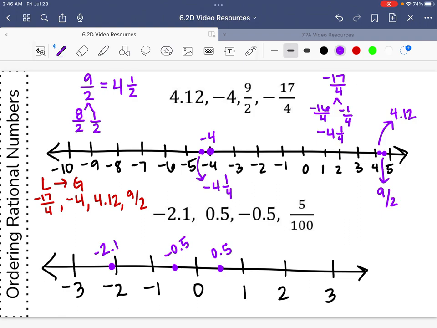And then I have 5/100. 5/100 is a very, very small number. And that's going to be very close to 0. I know it falls between 0 and 1, and it will be closer to 0, and it will fall to the left of 5/10.